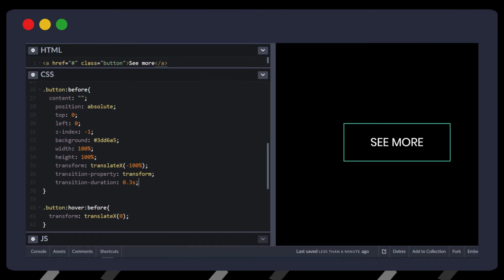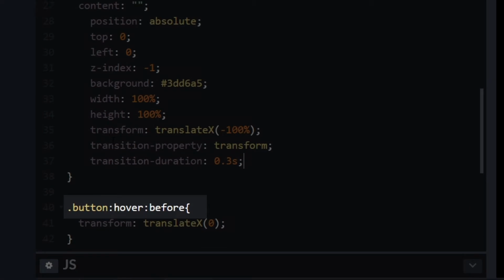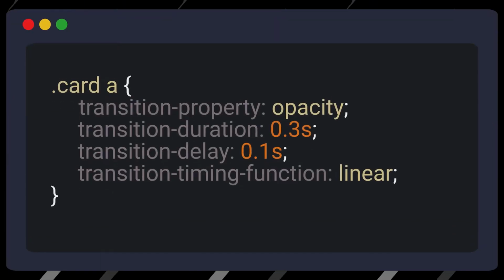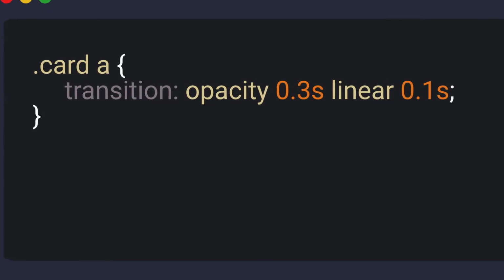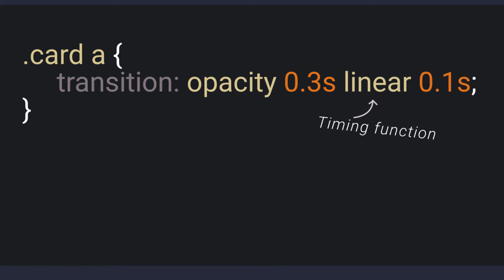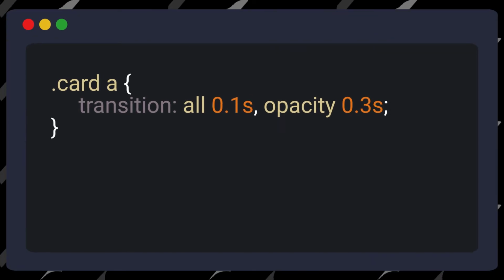To make the transition work, you have to specify the property and the duration. There is also an action required that will change the state of the element. For example, a hover, focus, or some JavaScript event. You can declare one property after another, or write it as a shorthand property like this: transition, then the name of the property, duration, the timing function, and then the delay. This also lets you control several different properties like this.